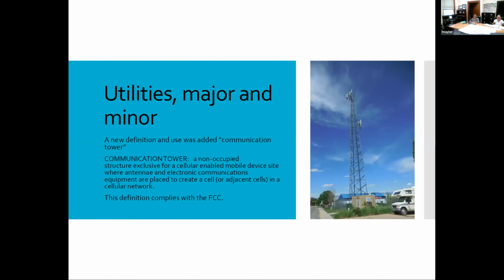Utilities, major and minor. Here, there were some significant changes in terms of a new definition that was added to include communication tower. A communication tower is a non-occupied structure exclusive for a cellular-enabled mobile device site where antennae and electronic communications equipment are placed to create a cell or adjacent cells in a cellular network. This definition complies with the FCC.